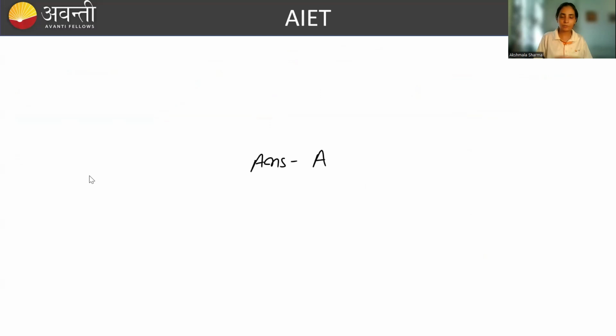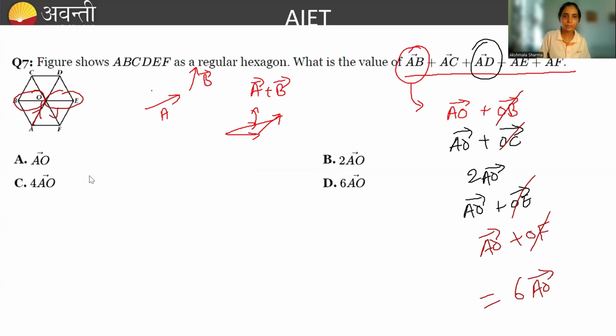Okay, this A was actually the answer of the previous one. Previous to previous one. Okay. So you don't need to get confused here. This question number 7 has the correct answer as B. Okay.